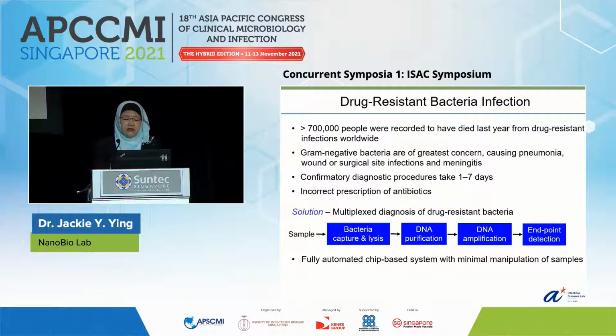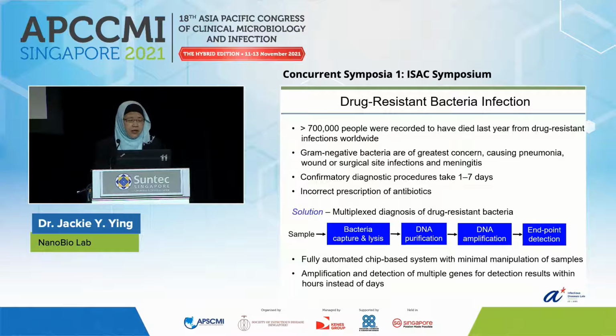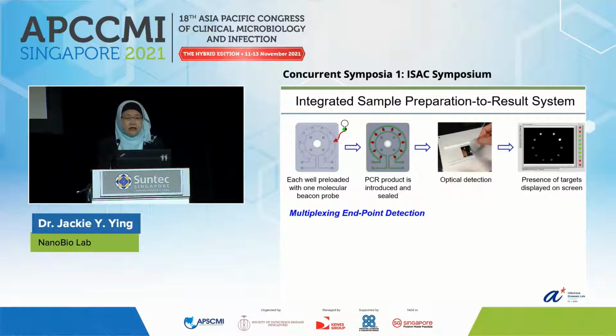Okay? In this case, what we have done is to use an endpoint detection method, which allows us to have a fully automated chip-based system with minimal manipulation of the samples. And the amplification and detection of the multiple gene for the detection can take basically a matter of hours instead of days. In this chip device, basically, in each well, we have a molecular beacon that allows us to do the endpoint detection after the amplification method.